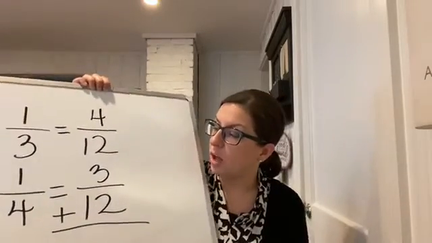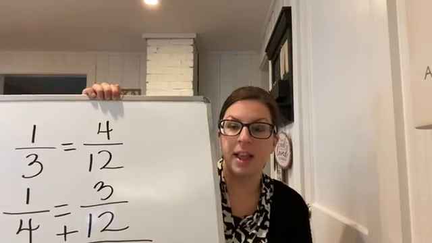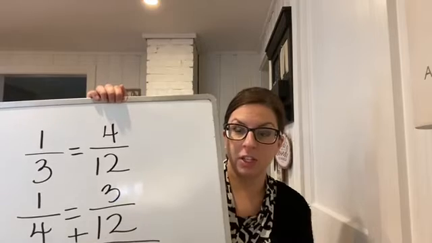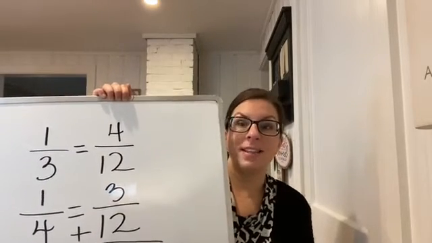Okay, so now that we have the least common denominator and we have turned 1/3 and 1/4 into equivalent fractions of 4/12 plus 3/12, let's add them together. Remember, when we're adding fractions, we only add the numerators. The denominators stay the same.